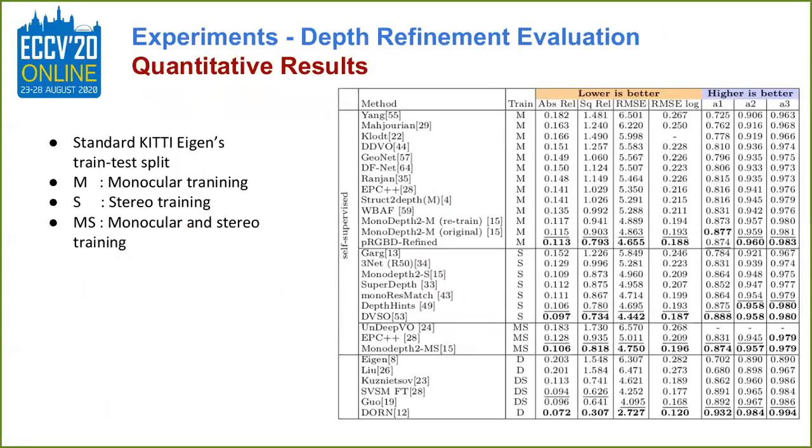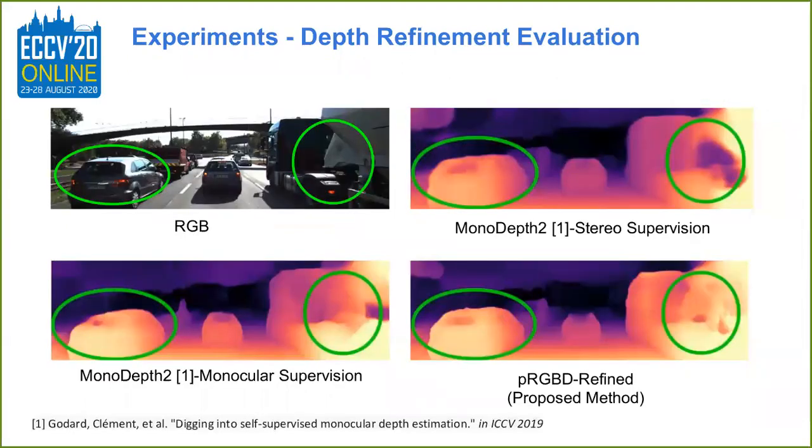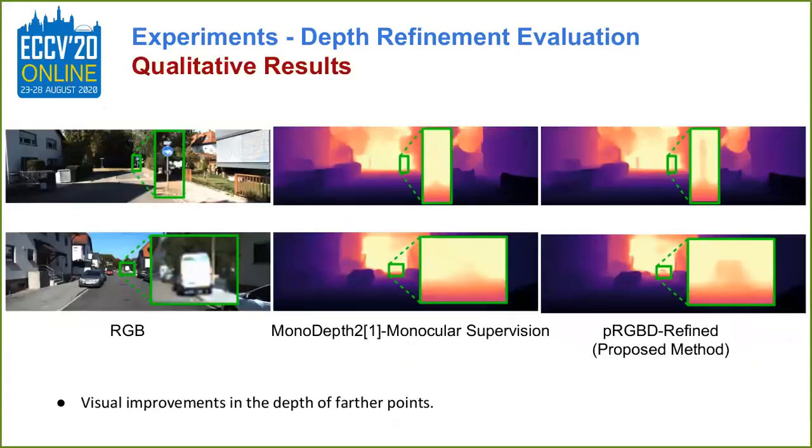We evaluate our method on both depth prediction and pose estimation tasks. For the depth experiment, we use the standard KITTI Eigen train test split. Our method outperforms other monocular depth prediction approaches and several other methods that use stereo and stereo plus monocular training. If we look at the qualitative results, we can see the improvement in the depths. Especially, we can see the visual improvement in the depth of farther away points.